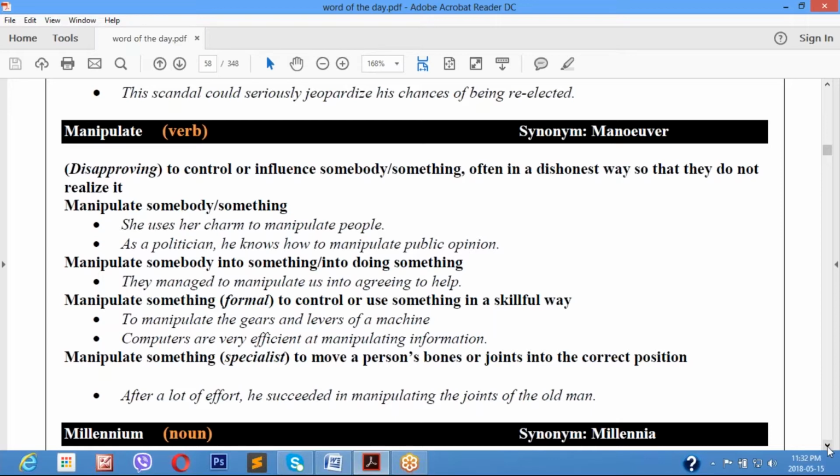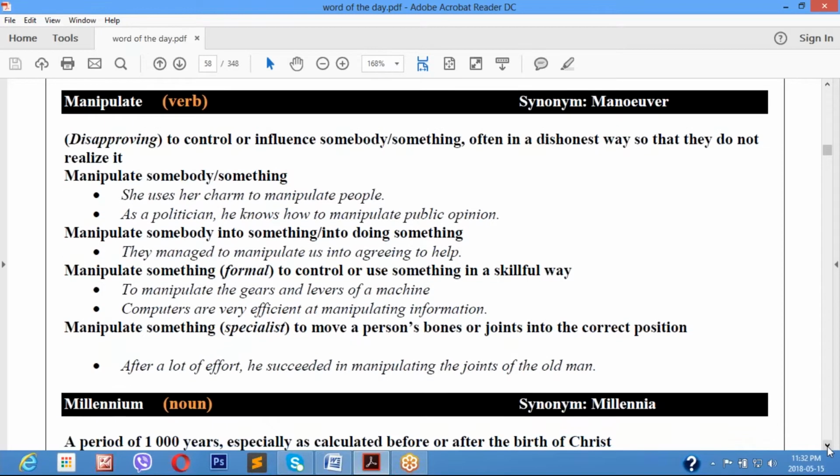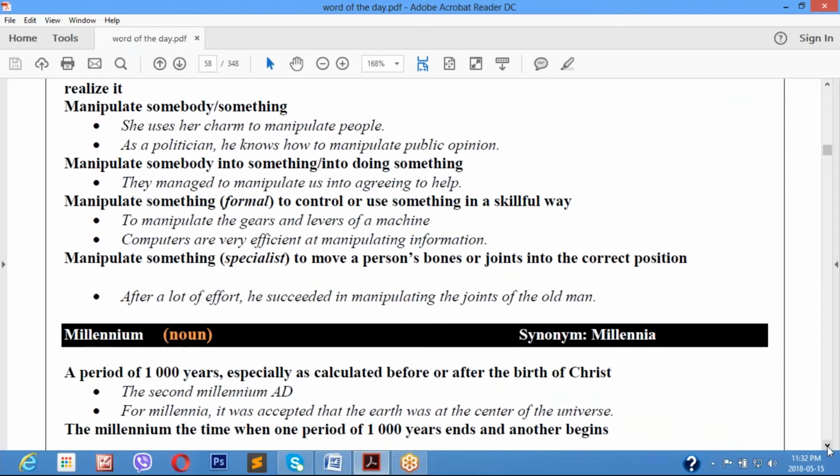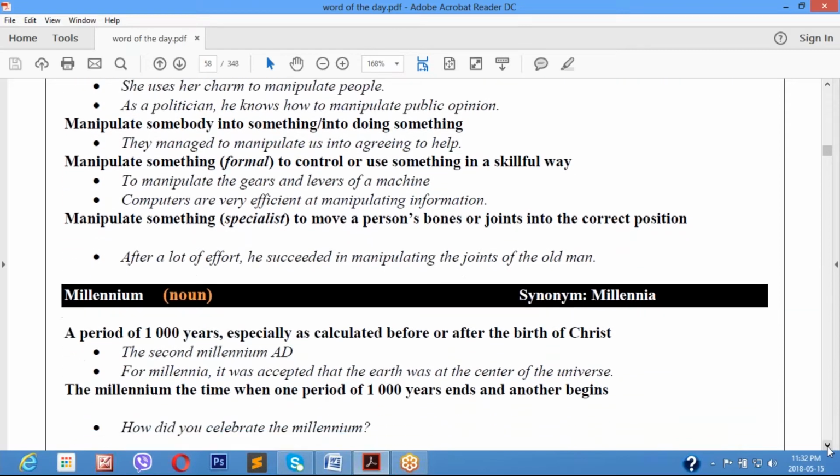Manipulate somebody into something or into doing something. They managed to manipulate us into agreeing to help. Manipulate something: to move bones or joints into the correct position. किसी की हड्डियों वगैरह को करेक्ट पोजीशन में लेके आना. ये 3, 4, 5 वेरी इंपॉर्टेंट मीनिंग है मैनिपुलेट के. You need to read and you need to remember these words.